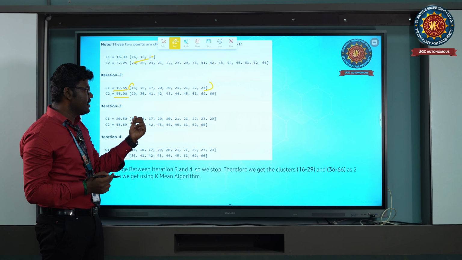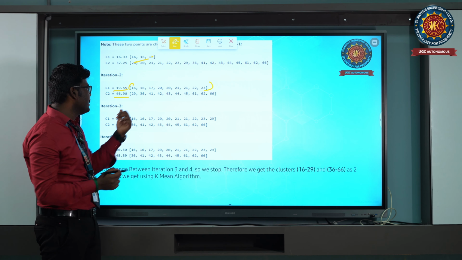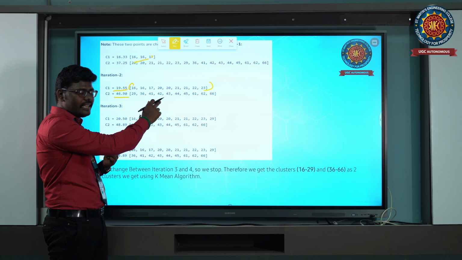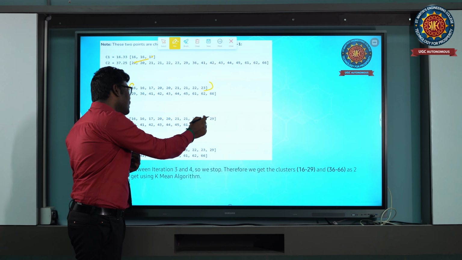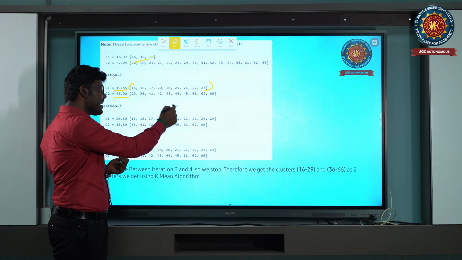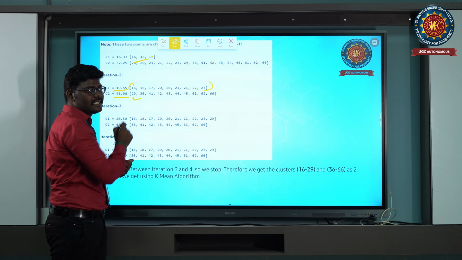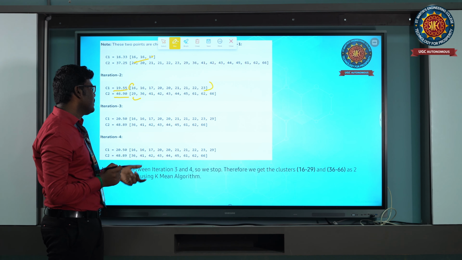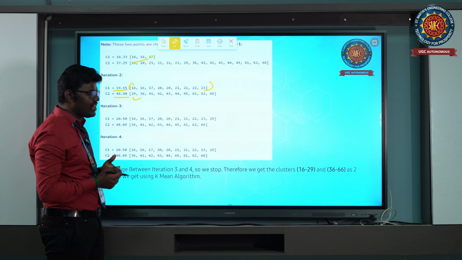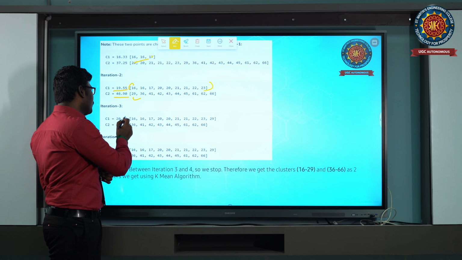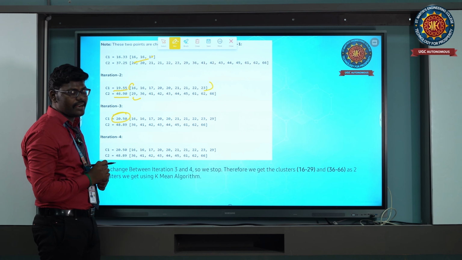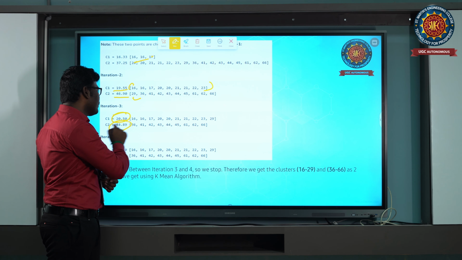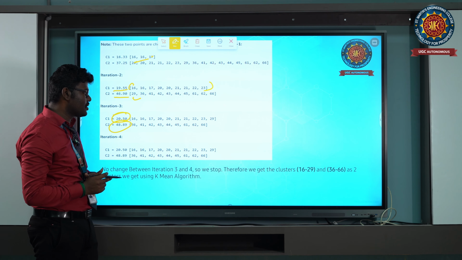Next we can go for another iteration and add one more data point. 29 is closer to 23 only, so we can add 29 here, and again we have some distance from 29 to 36. The remaining points we can keep in cluster 2. Now we have to take the average value. So 20.50 we received for cluster 1 and 48.89 for cluster 2, right?